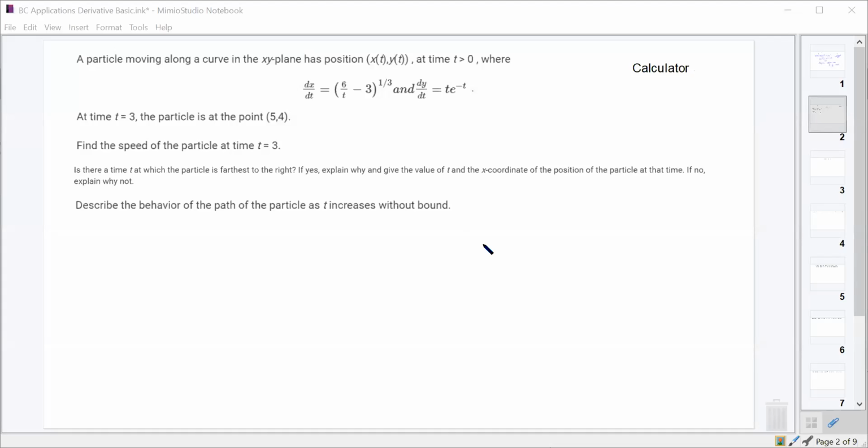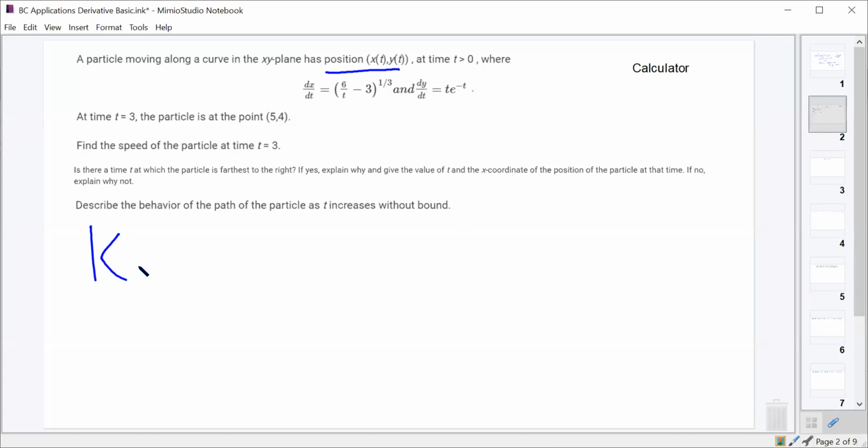All right, so if we're looking for the speed of the particle at t equals 3, speed is the magnitude of your velocity vector, and we're given a position vector. So x of t, y of t, and then we're given the derivative of that. So if I were to write this out in component form, 6 over t minus 3 to the 1/3, comma t e to the negative t would be my velocity vector. And so we're looking for the magnitude of that velocity vector.